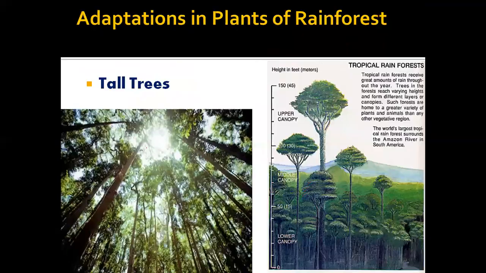If we see the adaptation in plants of a rainforest, you can see they are very tall trees. The rainforests are lush green due to more rainfall, and there are lots of herbs, which are just on the ground, and shrubs, which are just above the ground. But there are tall trees as well. You can see the height of the trees in meters. The trees try to reach very, very high so that they can get more sunlight to do more photosynthesis. That is a very important adaptation for the rainforest trees for their survival.